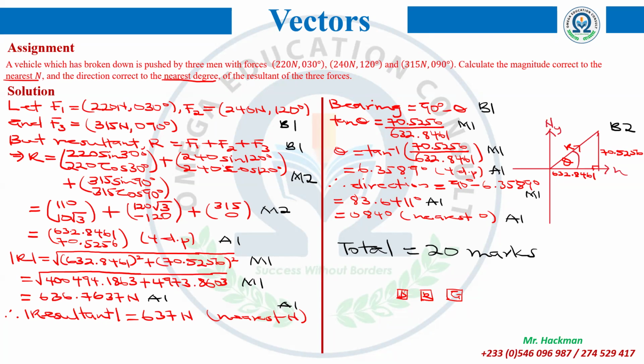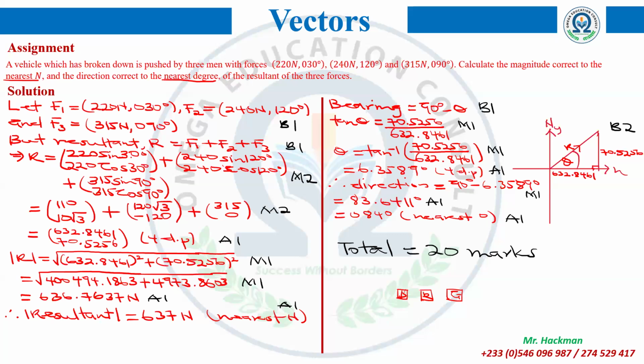So now let me go back to what I'm doing. When you are writing it, you will bring the degrees, take note, but when you're feeding your calculator, you wouldn't feed your calculator with degrees. So you only write sine 30 and feed your calculator with that. But here you have to attach the degree. Correspondingly, this will be 240 sine 120, 240 cos 120. Then this one will also be 315 sine 90, 315 cos 90 degrees. So don't forget the degrees like I stated earlier.